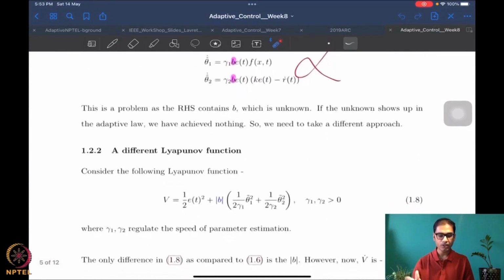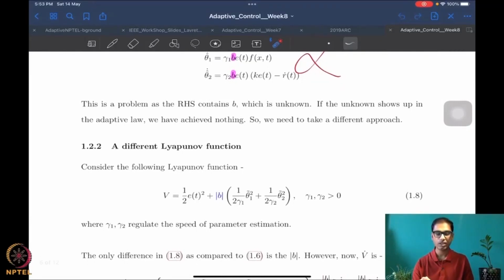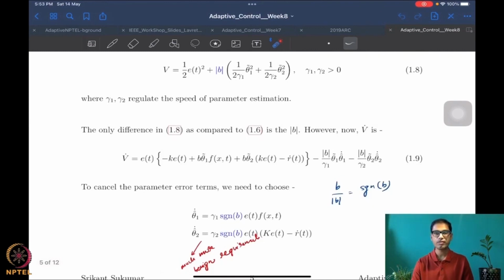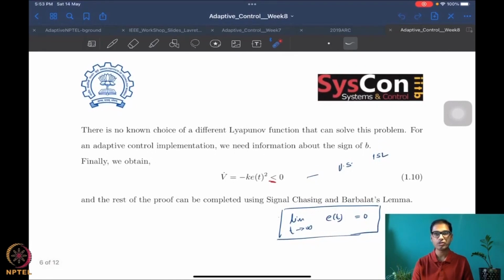So we tried a different Lyapunov function, which is of course well known in literature, and we simply added an absolute value of b in the Lyapunov function. And what we saw was, instead of the parameter itself appearing in the update law, the sign of the parameter appears in the update law, which leads us to an additional requirement for adaptive control for unknown control gain systems. And this requirement is that, I apologize, we need information of the sign of b.